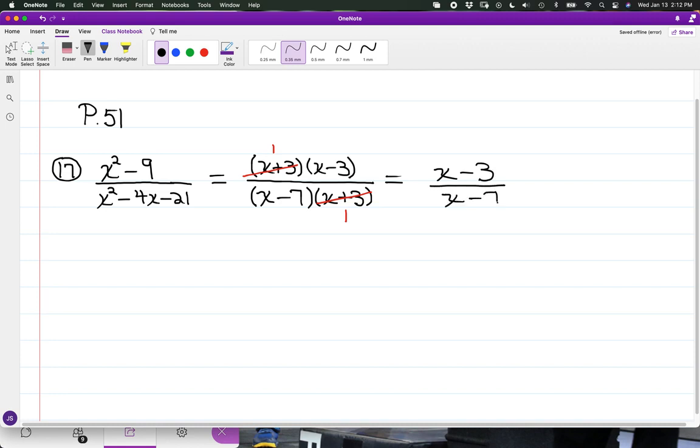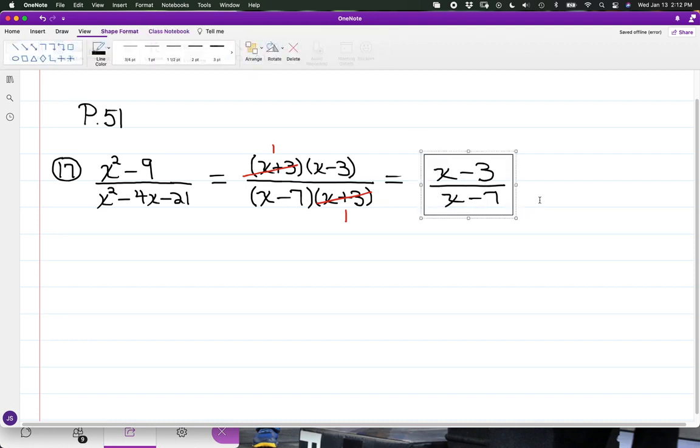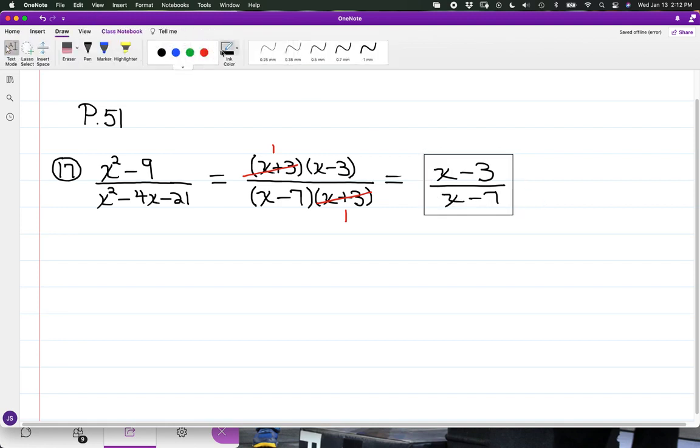Now there's another part that is asked for, and this is what are referred to as restricted values. Restricted values are values that x will not be allowed to be. For rational expressions, for fractions, the bottom value cannot be equal to 0. So for x squared minus 9 all over x squared minus 4x minus 21, the denominator cannot be equal to 0.